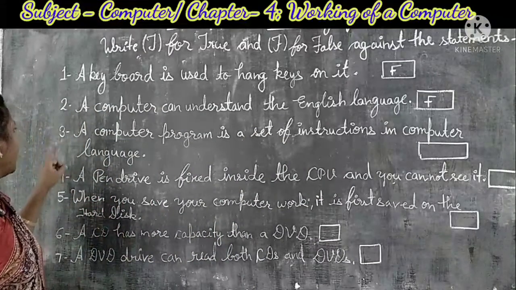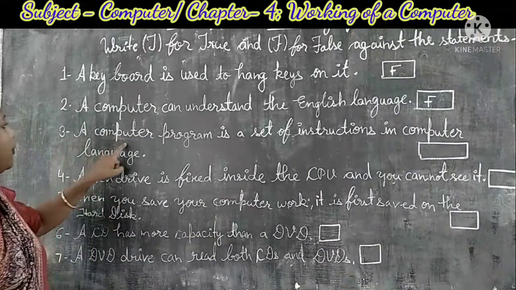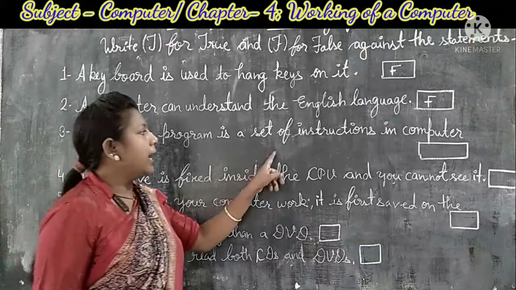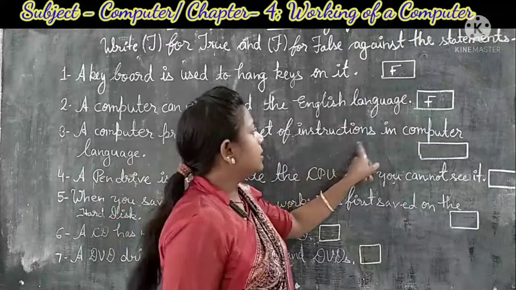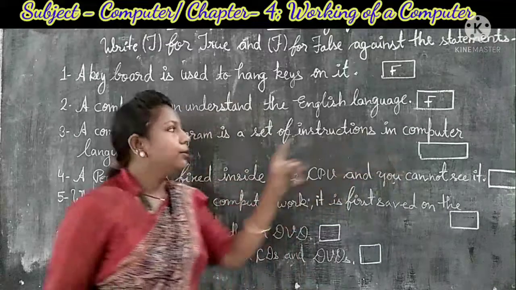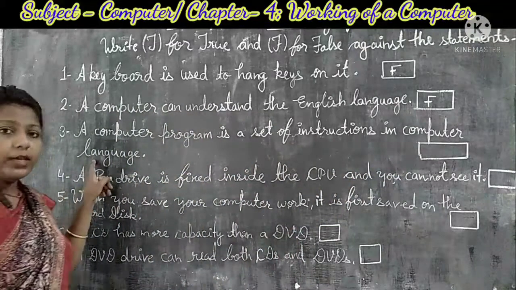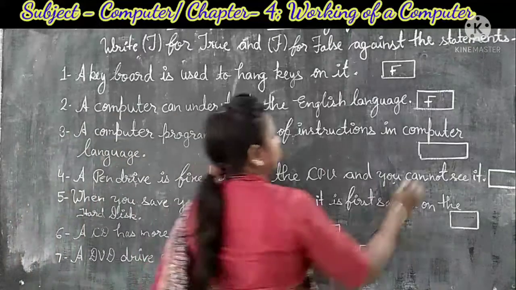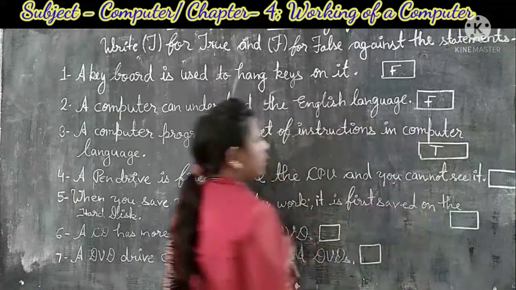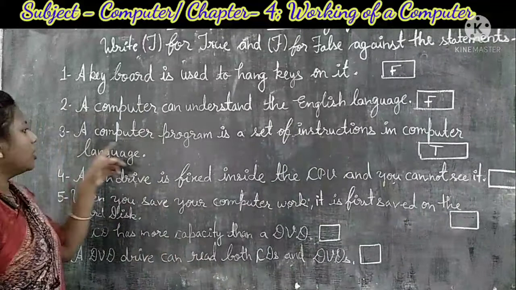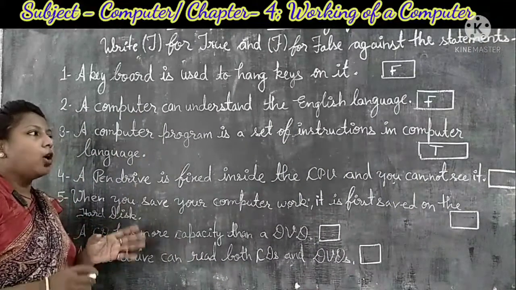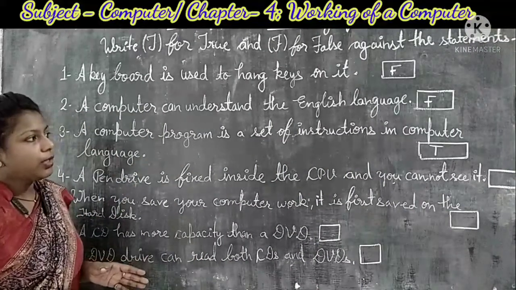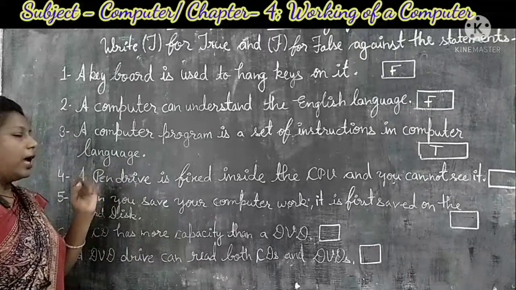Okay? And your third line is, a computer program is a set of instructions in computer language. It's true. T for true. A computer program is a set of instructions in computer language. Okay?